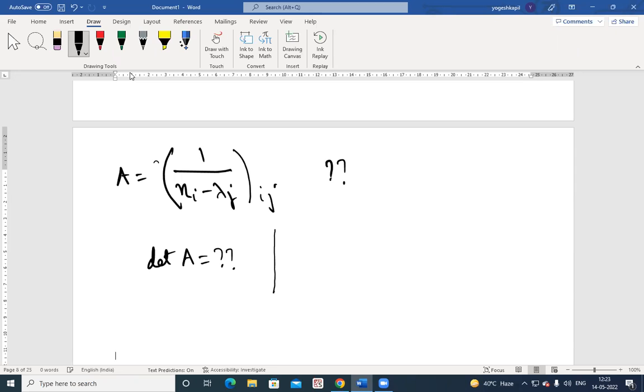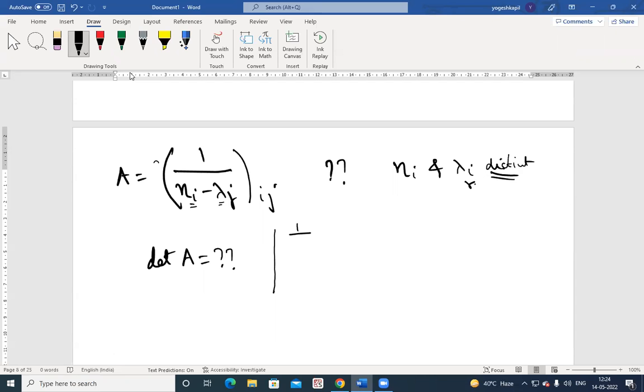Let us see here. 1 upon eta i minus lambda j, where eta i and lambda i are distinct real or complex numbers. Isn't it just a scalar, where lambda i and eta i are scalars? These are scalars, yes. This is what I'm just saying. Distinct. It's not a matrix actually, sir.